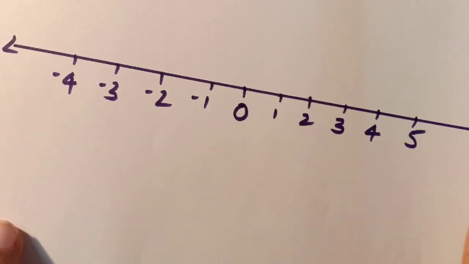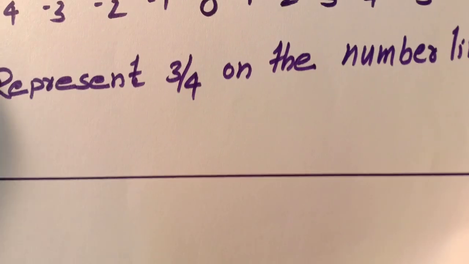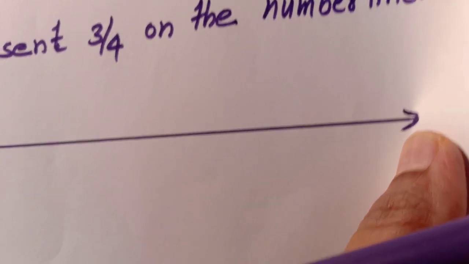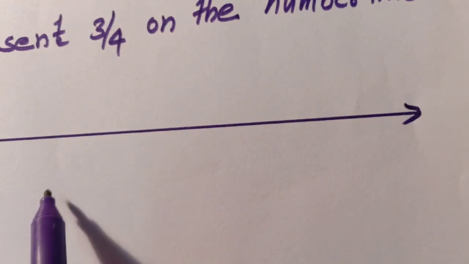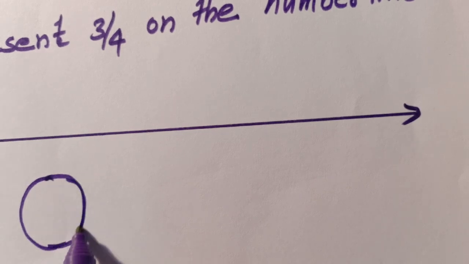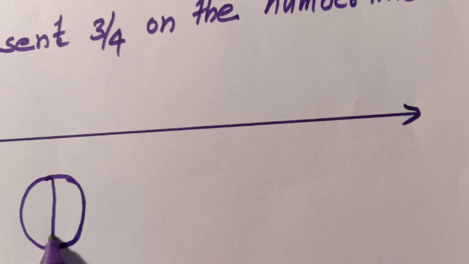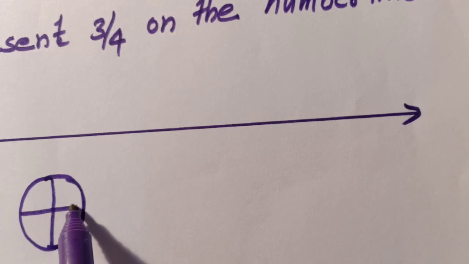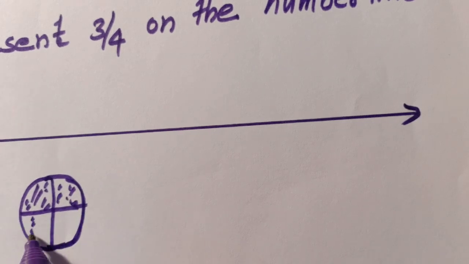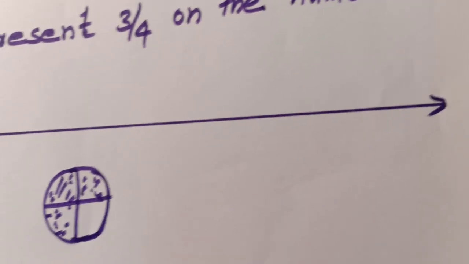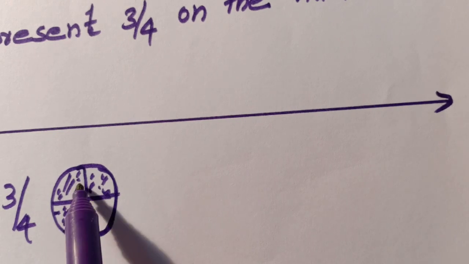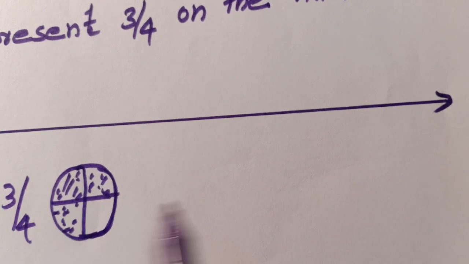Do you remember? I think that you have studied in 8th class. Okay, here there is a question. Represent 3 by 4 on the number line. Okay, we know the concept of 3 by 4. Suppose a whole thing is taken, and if it is divided into 4 equal parts, this circle is divided into 4 equal parts and 3 pieces of this, that is called 3 by 4. Means out of 4 pieces, if we take 3 pieces, it is called 3 by 4.